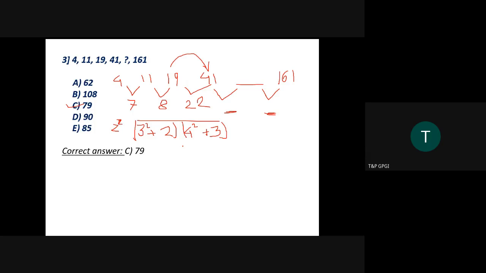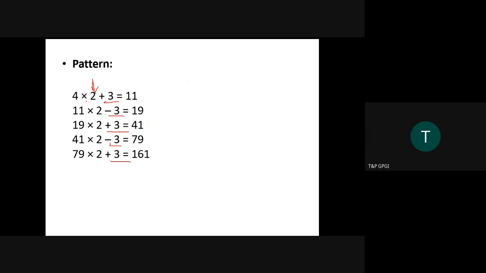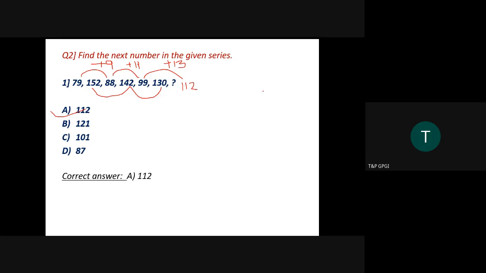411. Okay, ये क्वेश्चन में क्या था, स्क्वायर्स हमने पहले ट्राई किए थे कि स्क्वायर्स हो रहे क्या, बट squares were also not matching. So what we went for 4 plus 4 into 2. We kept this 2 constant and then 3 went alternatively plus and minus.